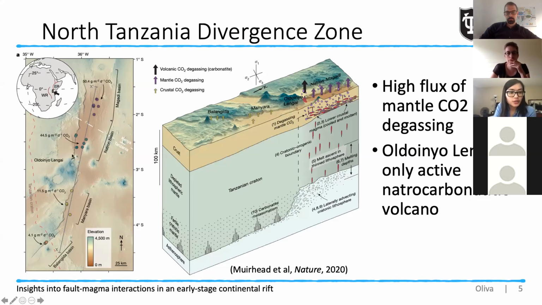Oldonyo Lengai, right here, and right here in this cross-section, is the only active natural carbonatitic volcano found in this area. This carbon from the tectonic degassing and from the carbonatite volcanism in the area must be sourced from laterally advected cratonic lithosphere, and then finds fluid pathways to the surface that then result in the elevated levels of diffuse soil degassing.